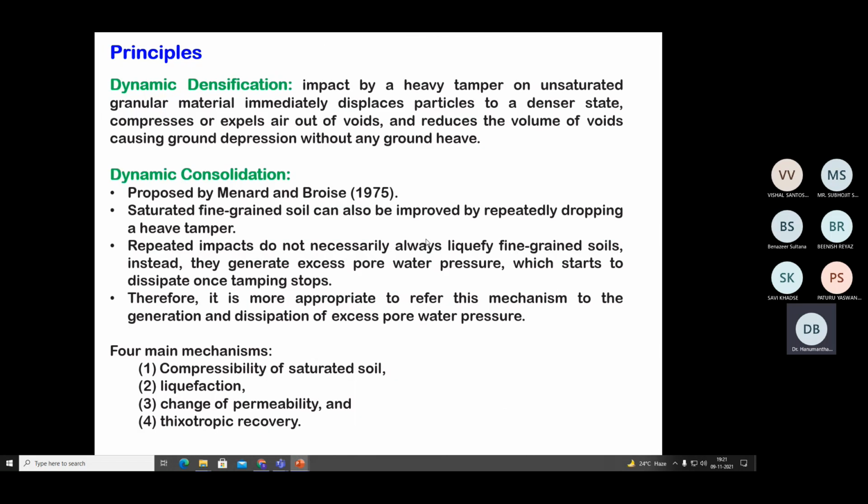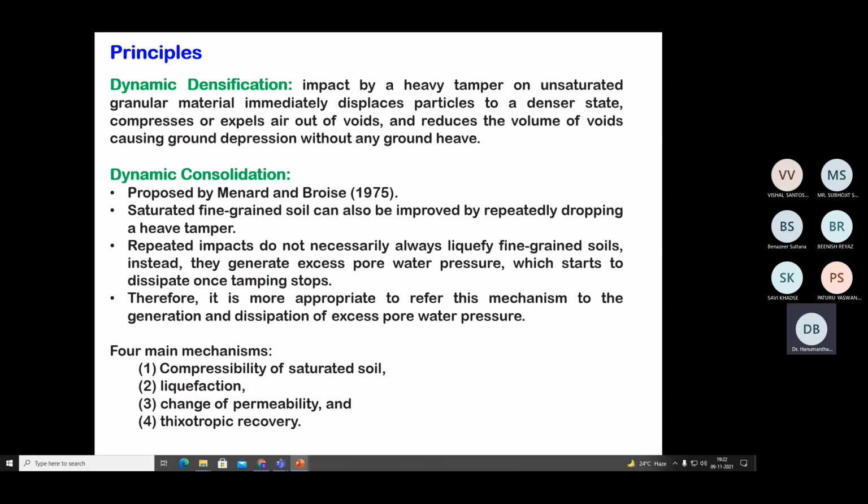So there are two fundamental things that you need to understand. The first one is called dynamic densification, while the second one is called dynamic consolidation. As I told, this technique is useful only for granular materials. So when you use it in the case of loose sands, this is called dynamic densification, wherein you are simply expelling air from the soil samples and thereby achieving a higher dense state of the soil material.